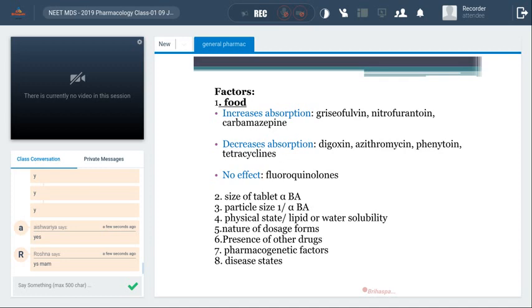Food can decrease absorption of some drugs. Like for example, digoxin, azithromycin, phenytoin and tetracycline.